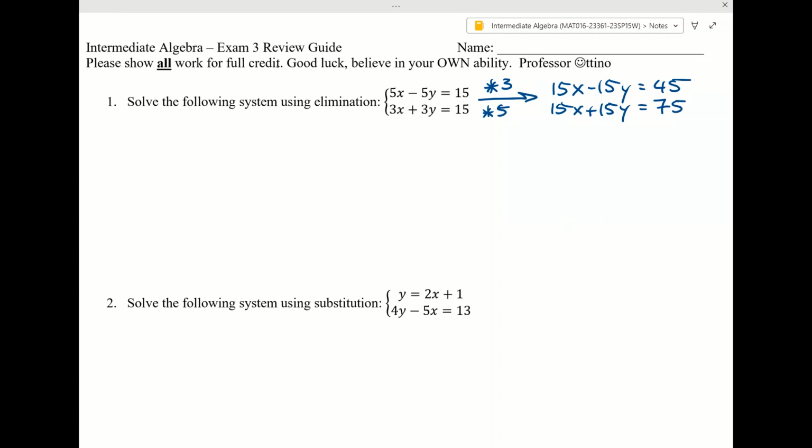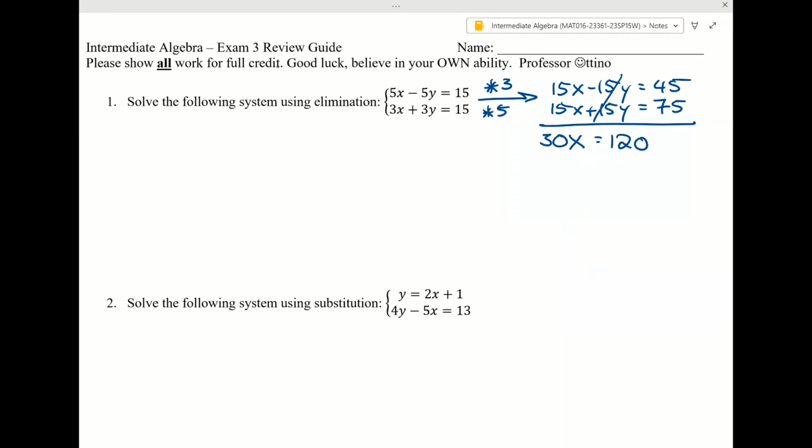75. Adding these together, those will cancel like they're supposed to. This will be 30x is equal to 105. Did I do that right? 15 times 5. 120. That's 120? Yeah, thank you.